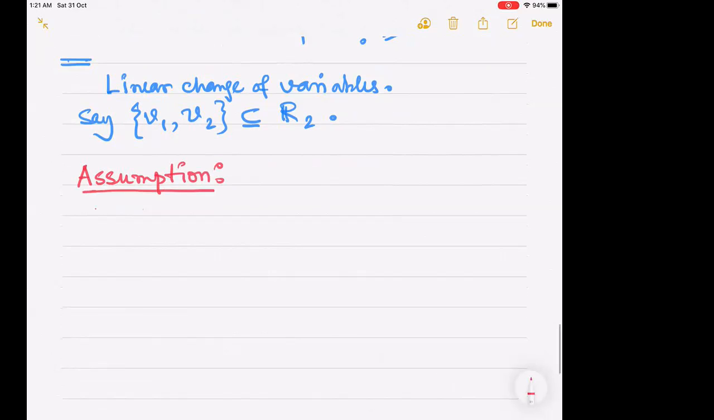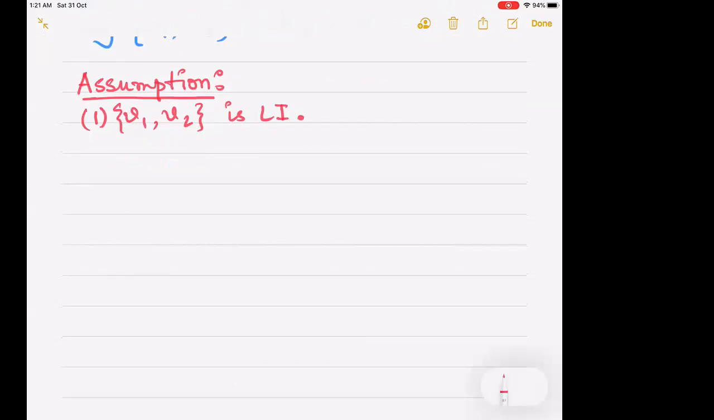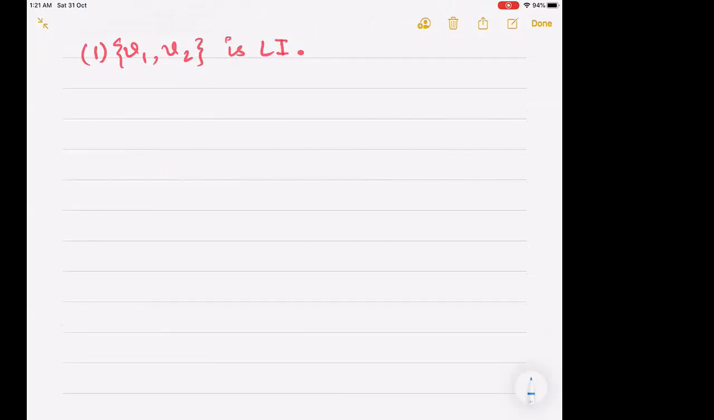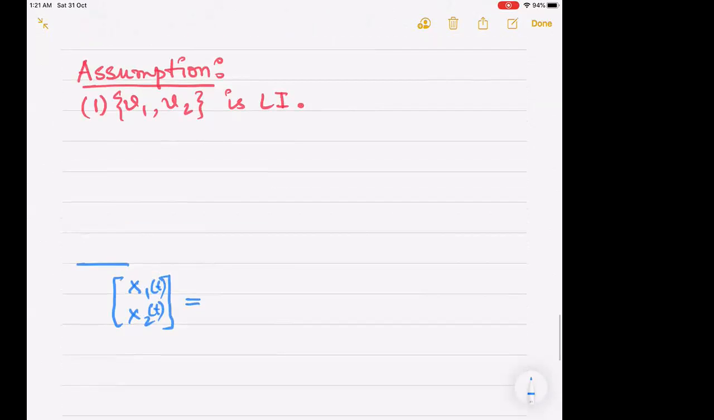First one, say v1 and v2, this set is linearly independent, so of course non-zero. There will be more assumptions added to this list as we go along. Now, with this assumption, you see this vector that we had, x1, x2, the general vector at some time t, this can be written, so let me keep the argument t, as a linear combination of v1 and v2 because it's linearly independent. So it's a basis now, right, for R2.